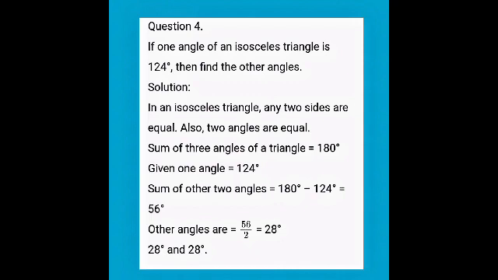So one angle is 124 degrees. For the other two angles, 2x is equal to 180 minus 124, that is equal to 56. So one angle, x, is equal to 56 divided by 2, that is equal to 28 degrees. Isosceles means two angles must be equal. So the other two angles of the isosceles triangle are 28 degrees and 28 degrees.